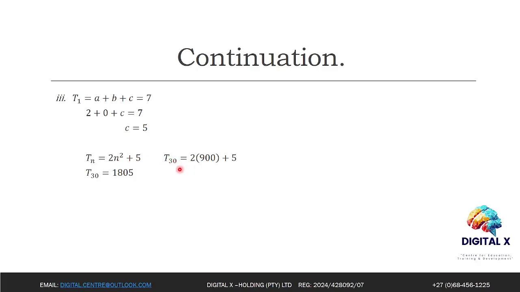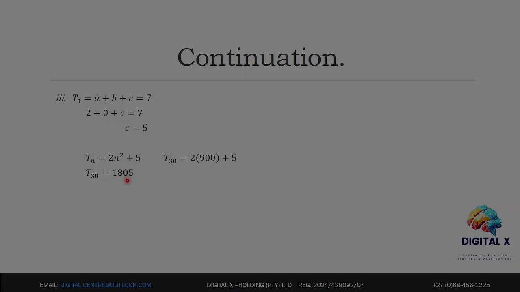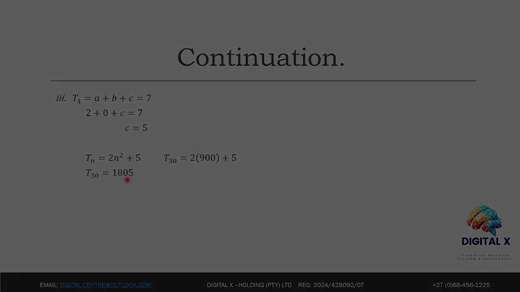And lastly, we are requested to determine the 30th term of the sequence. So I've worked this out, and what we have as the 30th term is 1805. So just go through this on your own and see if you do understand. I'll see you on the next slide.